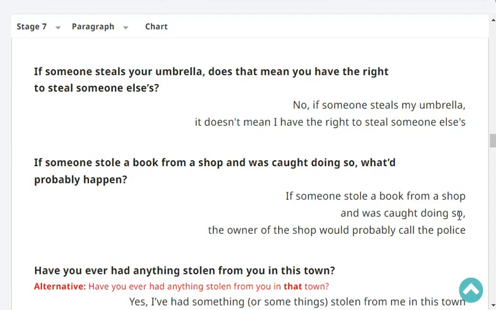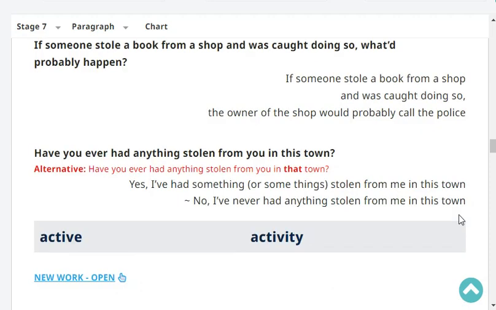If someone stole a book from a shop and was caught doing so, what would probably happen? The owner of the shop would probably call the police. Have you ever had anything stolen from you in this town? No, I've never had anything stolen from me in this town.